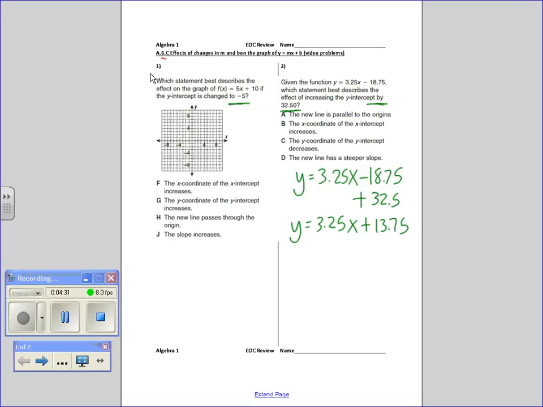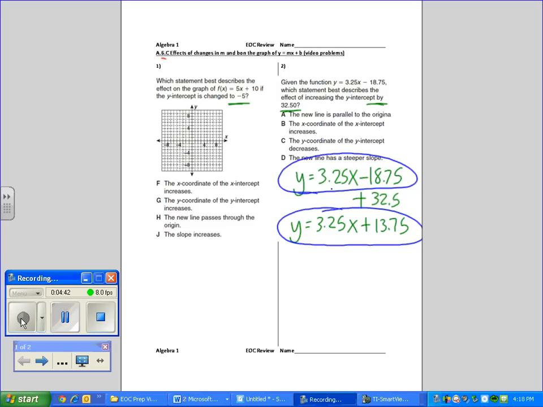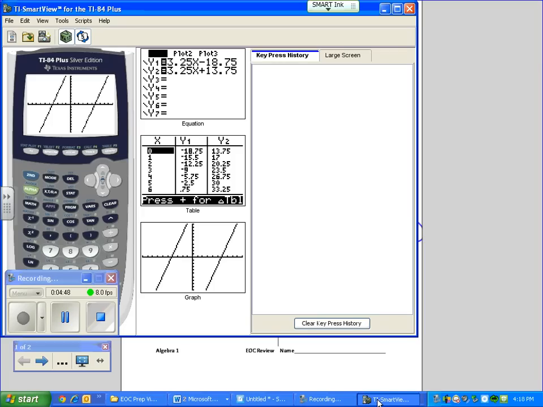So now these are the 2 equations that I'm working with. That's my original equation, and then this is going to be my new equation. I still want to graph them. But this time let's try graphing them on our calculator. So we're just going to go to the calculator and we're going to put these 2 equations in. So I'm going to enter y equals 3.25x minus 18.75 and y equals 3.25x plus 13.75.